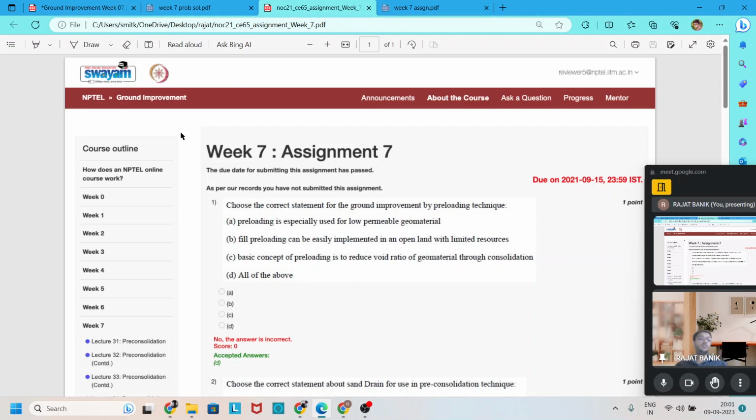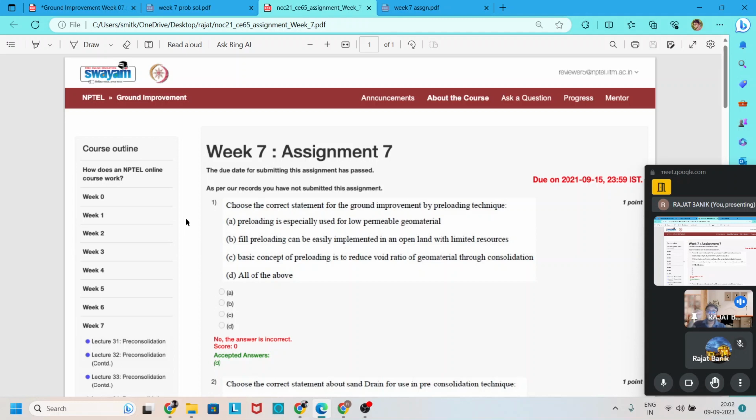We also discussed the smear effect of soil surrounding the prefabricated vertical drain, and discussed some empirical formulas to find out the degree of consolidation for this PVD, or prefabricated vertical drain, and we solved two problems.